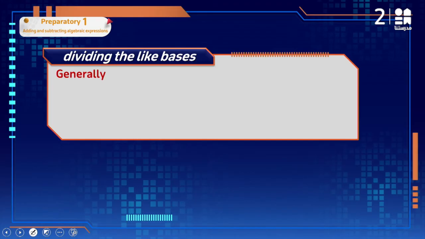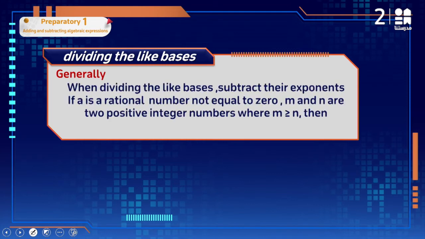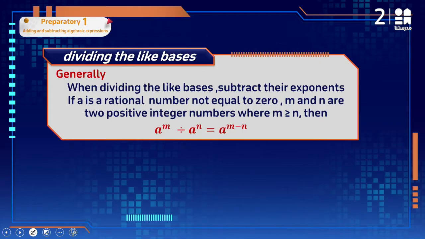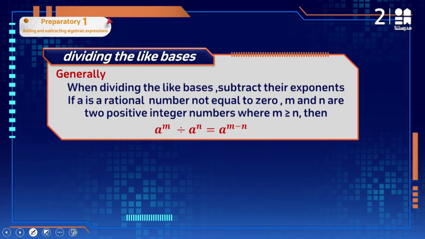Now dividing the like bases. Generally, when dividing the like bases, subtract their exponents if A is a rational number not equal to 0. M and N are two positive integer numbers where M is greater than or equal to N, then A to the power of M divided by A to the power of N equals A to the power of M minus N. So in division, we are going to keep the same base as it is, but subtract the exponents, so M minus N.